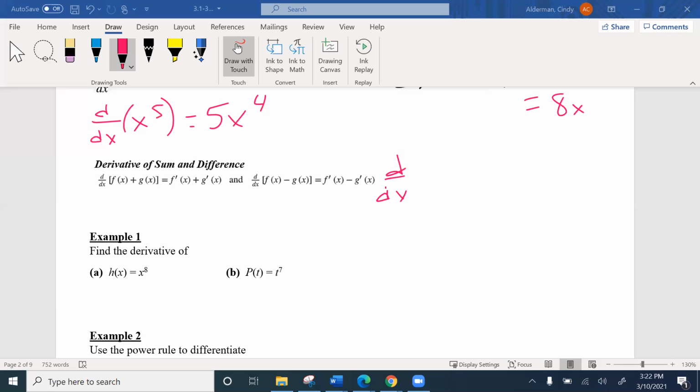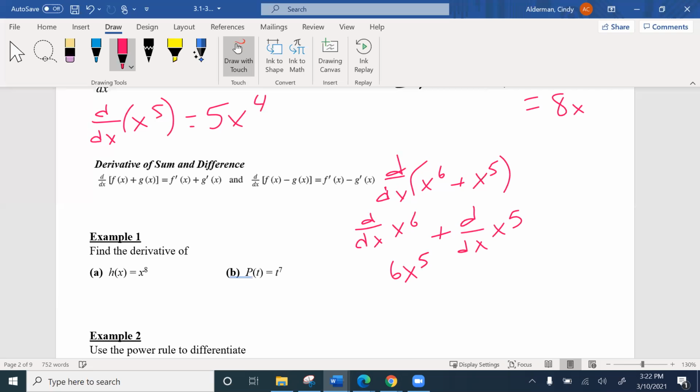All right, so let's say I want you to find the derivative of x to the 6th plus x to the 5th. Well, that's the same thing as the derivative of x to the 6th plus the derivative of x to the 5th. You don't even need to write that step, right? But I'm just kind of trying to illustrate this. So that would just be 6x to the 5th power, right? Because you're going to reduce the power by 1, plus 5x to the 4th power.